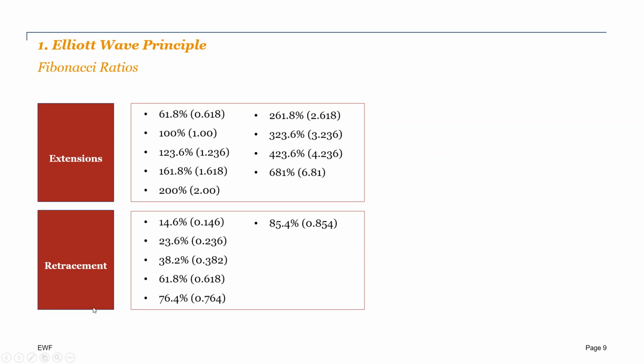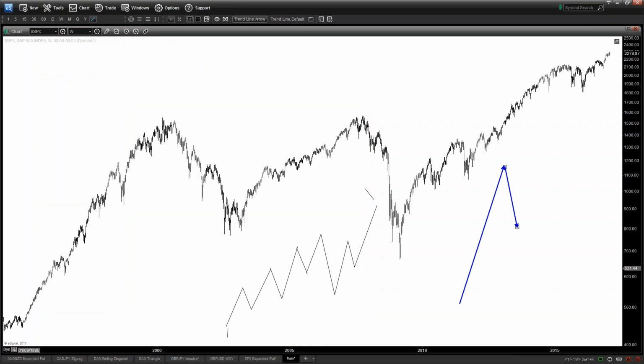So going back to an example here, extension would be something like this. So if you have, let's say, an ABC, right? We looked at ABC before, which is a 5-3-5. So let's say you have an ABC. You want to know where the C is going to end on the way up. So you use the Fibonacci extension. Usually it's going to end around 100%, which means that this is going to be equal in length to this. So that's how you use the Fibonacci extension.